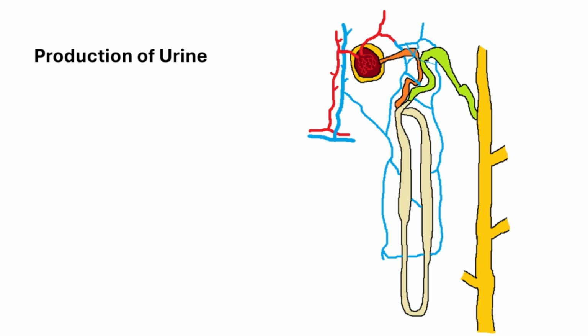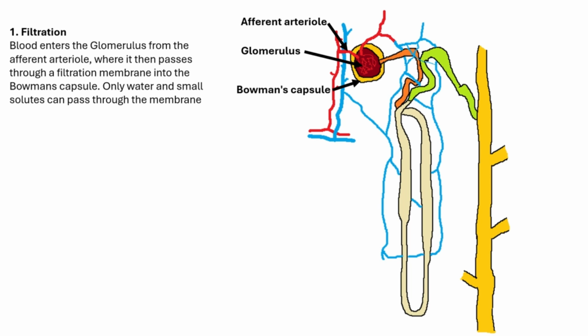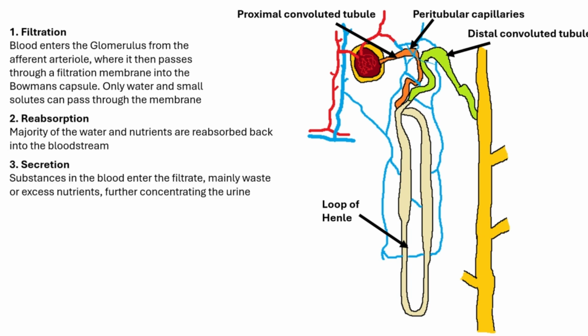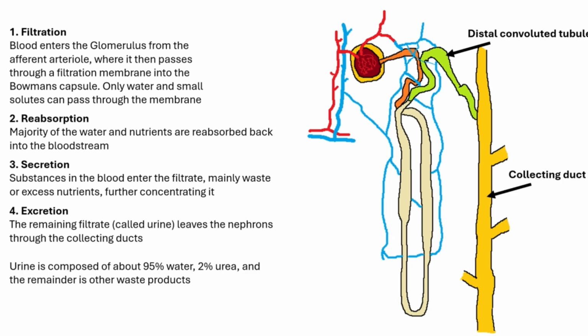Let's recap how urine is made. It starts by having blood enter the glomerulus and pass through a membrane, filtering out small particles and water into filtrate. The second step is reabsorption, where the majority of nutrients and water in the filtrate get reabsorbed back into the bloodstream, which concentrates the filtrate, or urine. The third step is secretion, where excess nutrients and waste products leave the blood and enter the urine, which further concentrates it. Then the last step in urine production is excretion, where the urine leaves the nephrons through collecting ducts.